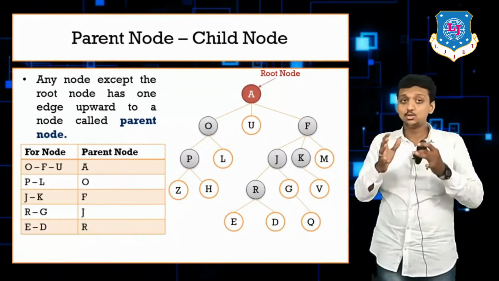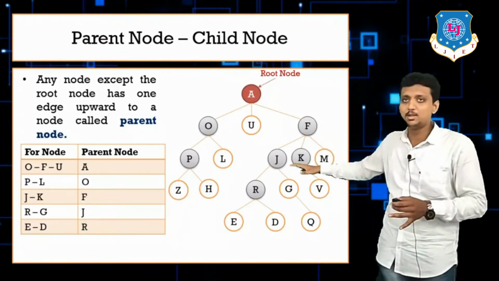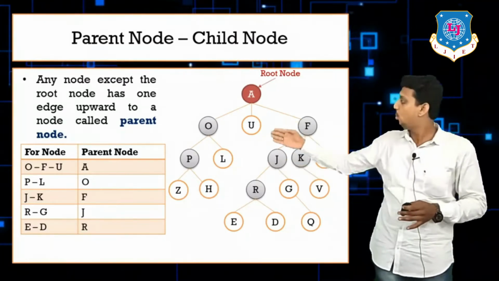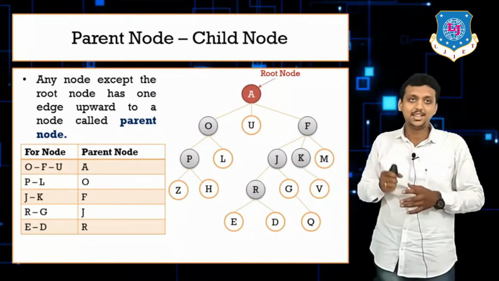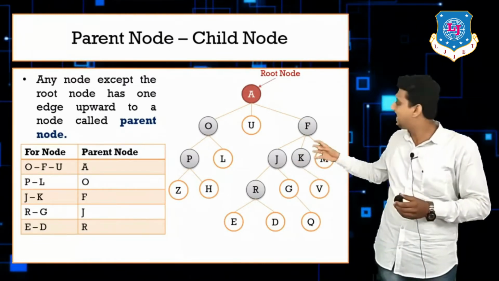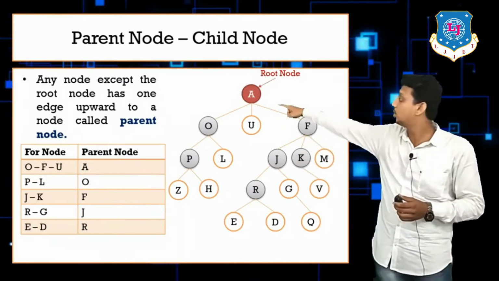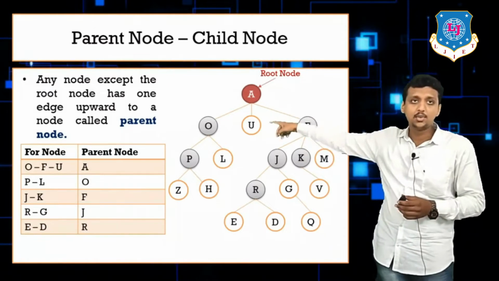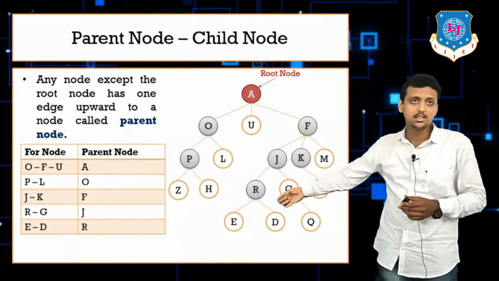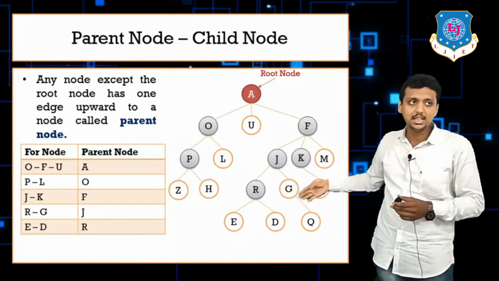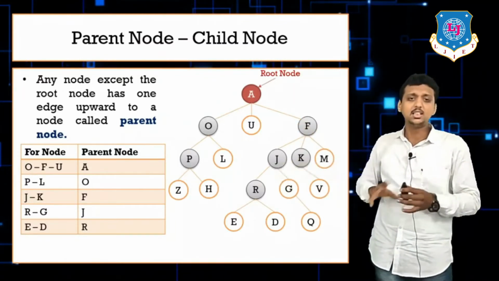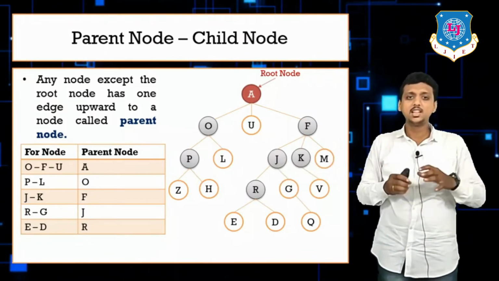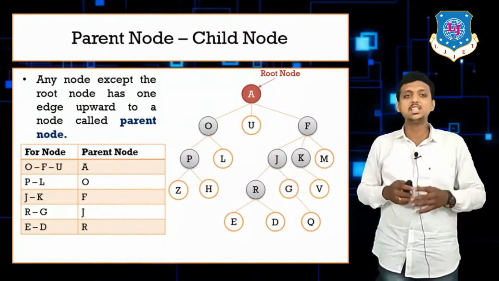Okay. Students, if you can see this table, you can say easily that O, F and U contain parent node A. Then the next is F and L, which contain parent node O. If you can see, the child nodes E and D contain parent node R. Here it is all written which nodes are known as parent and which are the child nodes.